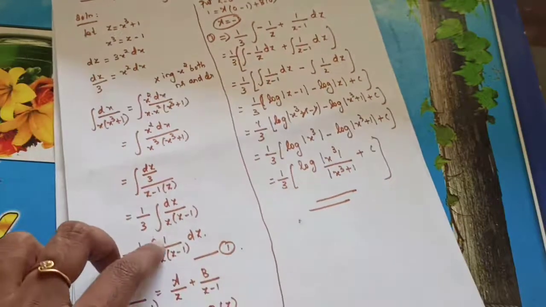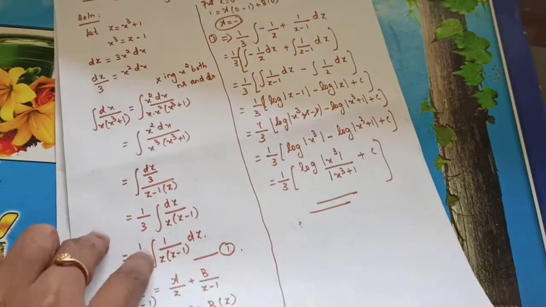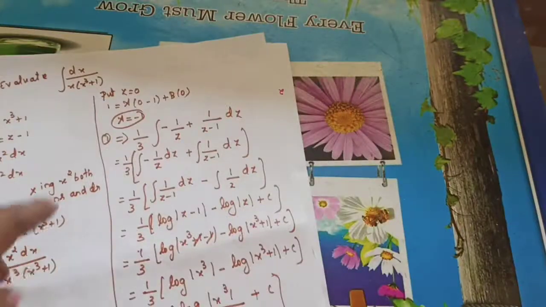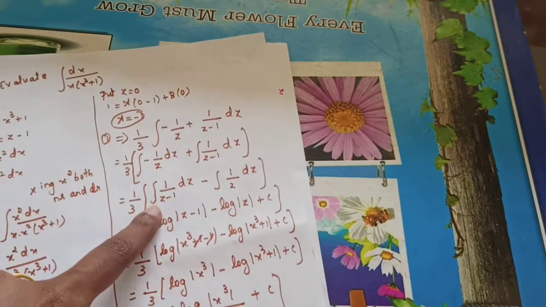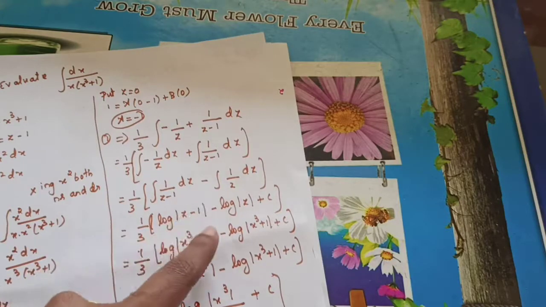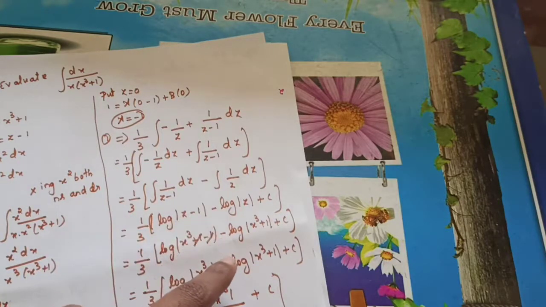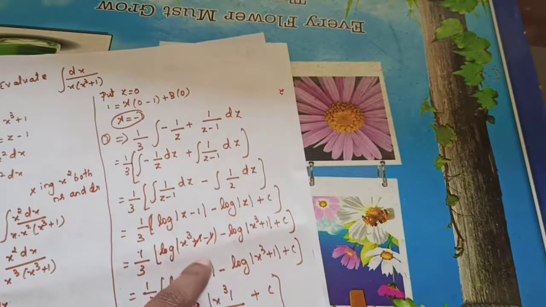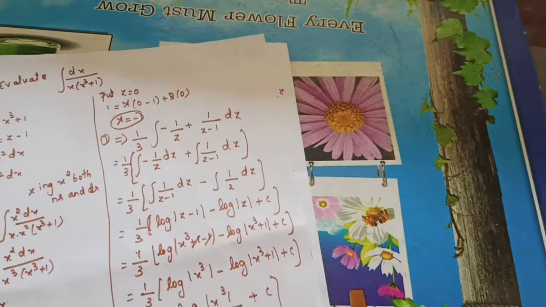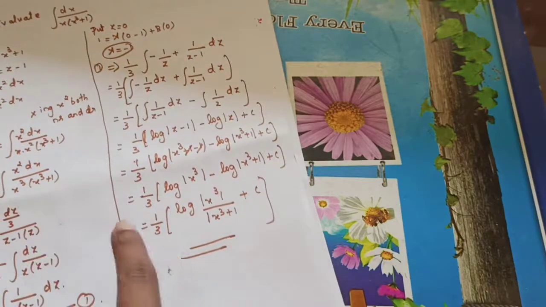Now here there are two linear factors, so you need to use partial fractions and find the A, B values and substitute there. Okay, afterwards 1 by z minus 1, log of mod z minus 1. 1 by z means log of modulus of x cube plus 1, plus c. Okay, so 1 by 3 into log of modulus of x cube plus 1 minus 1, the z value I substituted, minus log of modulus of x cube plus 1, plus c. Then 1 by 3 into log of modulus of x cube minus log of modulus of x cube plus 1, plus c. So the log a minus b formula, that is log a by b equal to log a minus log b.